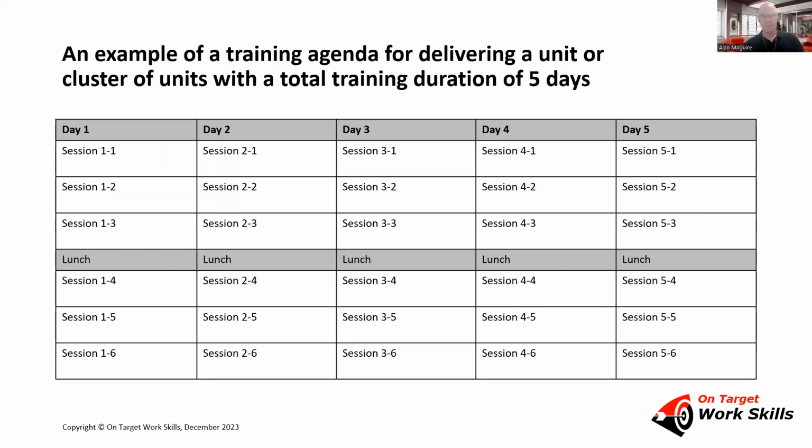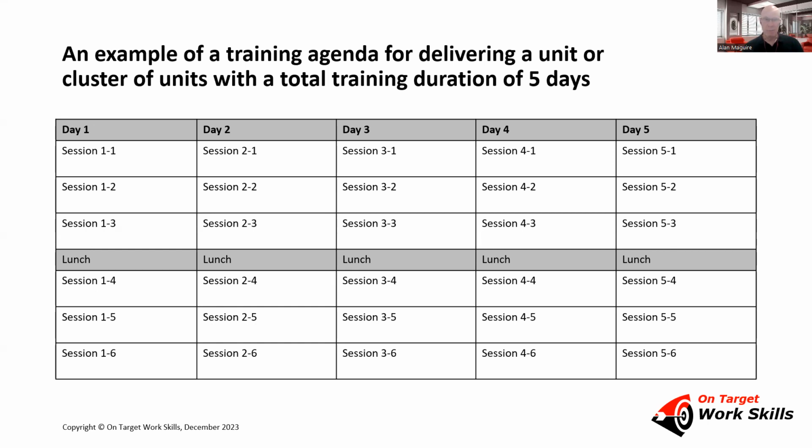The next thing I'm now showing on the screen, it is an example of a training agenda. So let's say a unit or a cluster of units was going to be delivered over 5 days. So just as an indicative view of how an agenda might look for those 5 days, I have on the screen where the table has 5 columns. Each column is for a day. And then in a day, 3 training sessions before lunch and 3 training sessions after lunch.